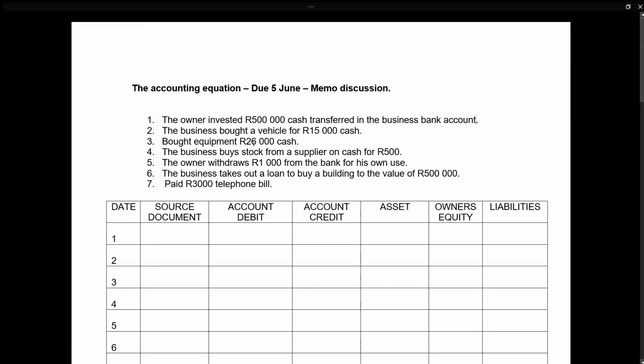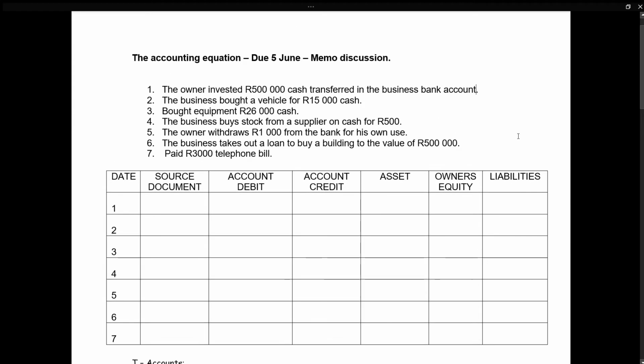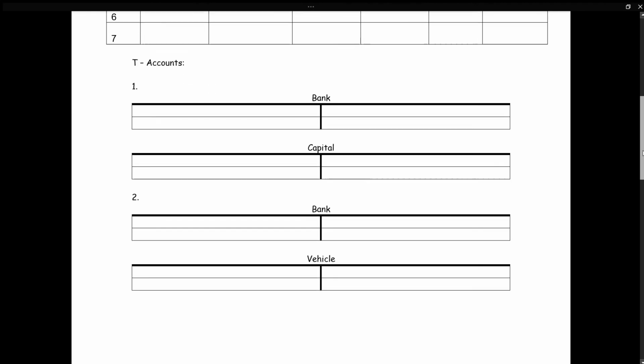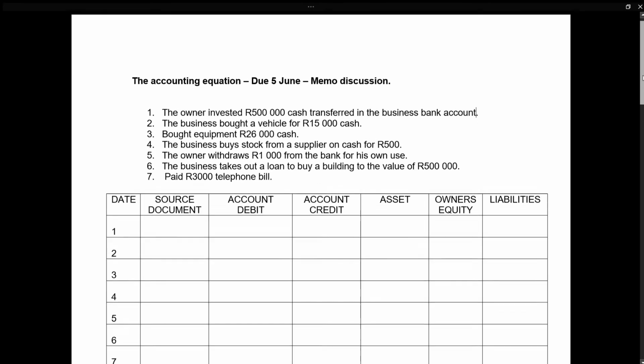Today we will be looking at the accounting equation activity that was due on the 5th of June. This will be a memo discussion. This is the activity that you've received. I went and added T accounts to make it easier to explain to you how the transactions will work.